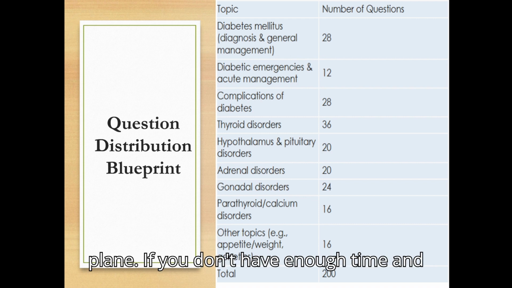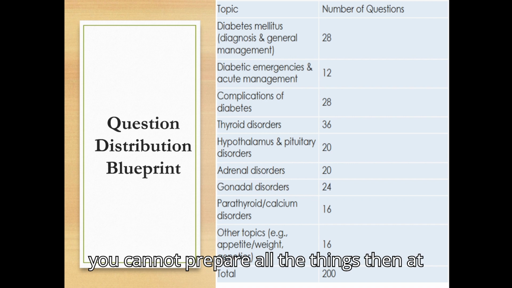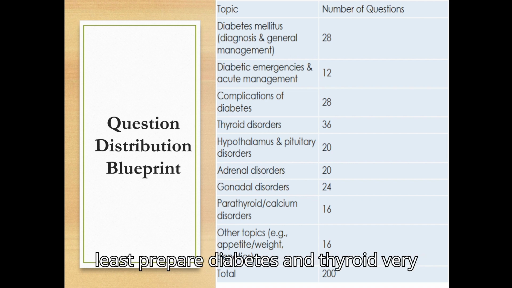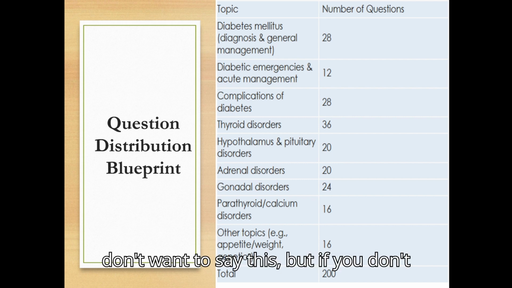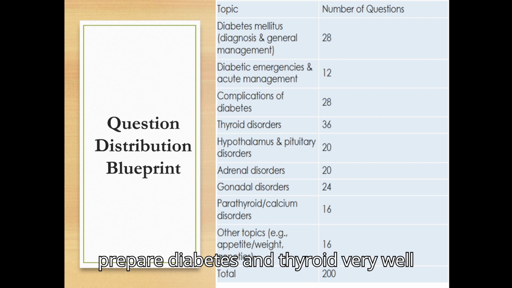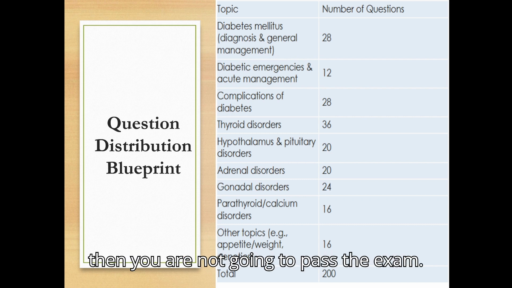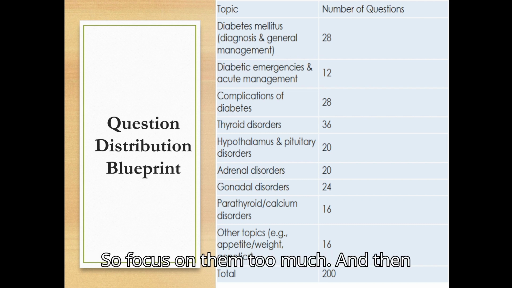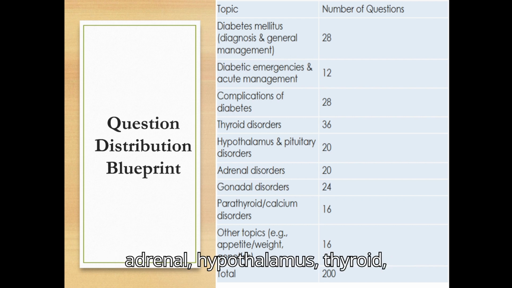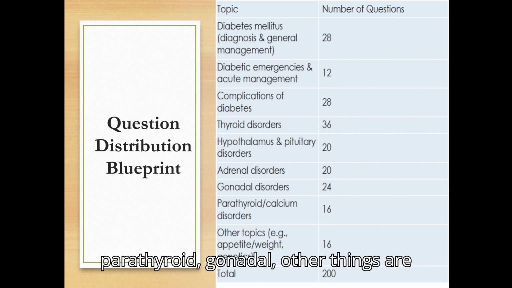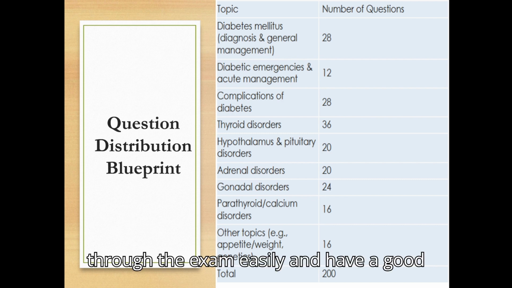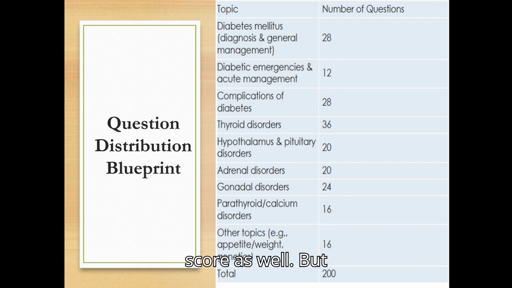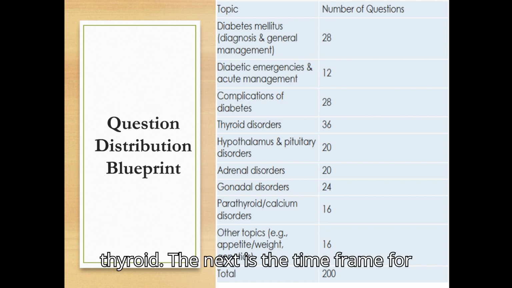If you don't have enough time and you cannot prepare everything, then at least prepare diabetes and thyroid very well. Unfortunately, I don't want to say this, but if you don't prepare diabetes and thyroid very well, then you are not going to pass the exam. So focus on them too much. And then adrenal, hypothalamus, parathyroid, gonadal, and other things are also very important if you want to get through the exam easily and have a good score as well. But first and foremost is diabetes and thyroid.